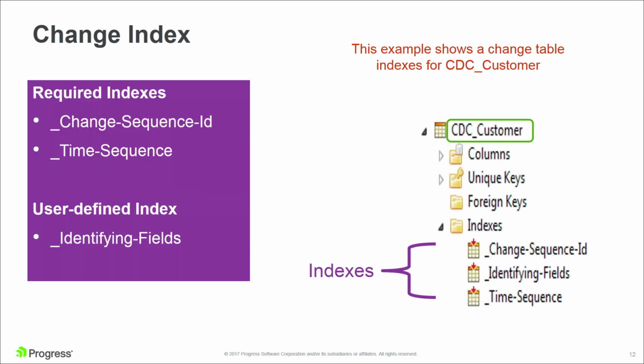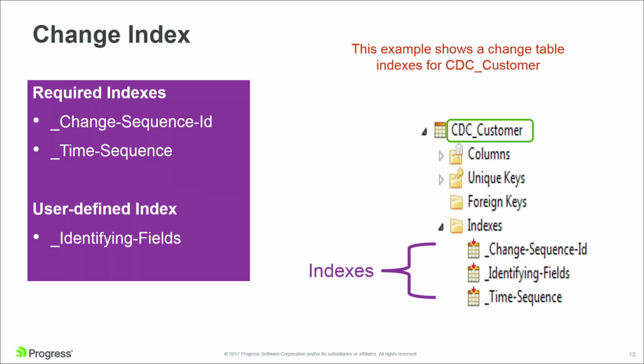Let's look for a second at the indexes. This is an example of the indexes for that same table, the CDC underscore customer. And you'll notice there are effectively 3 indexes. One's the change sequence ID, which is the ID of the order of the change sequence. The change sequence ID guarantees the order of how that data has been changed or captured, not necessarily a time sequence. Time sequence is the time that change was made. It may not correspond specifically to the change sequence. That's why we capture both the change sequence and the time sequence, in terms of indexes and data columns.